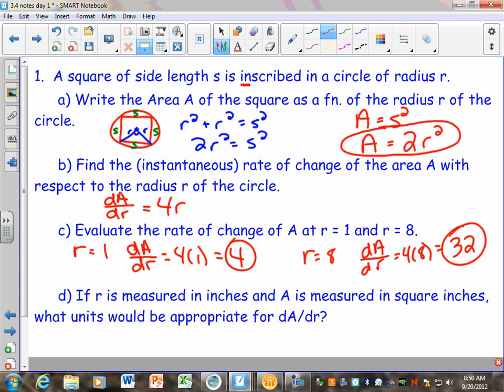The other thing that we care about when we're talking about real life problems with rate of change is the units. And a lot of times on the free response question, 1 point of the 9 points that each of those questions are worth would be putting the correct units on a problem with the rate of change. So it says, if r is measured in inches and A is measured in square inches, which makes sense. If this is your radius, when you find the area, it's going to be square inches. What would be the appropriate units for dA over dr?